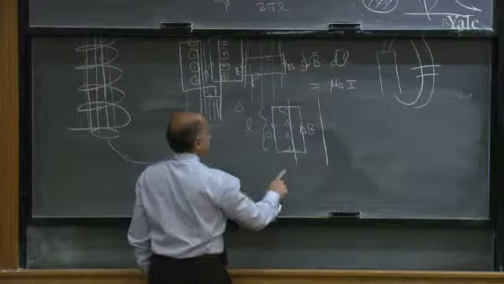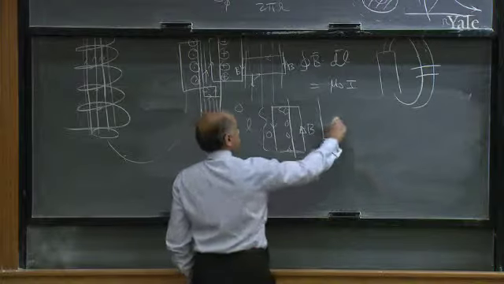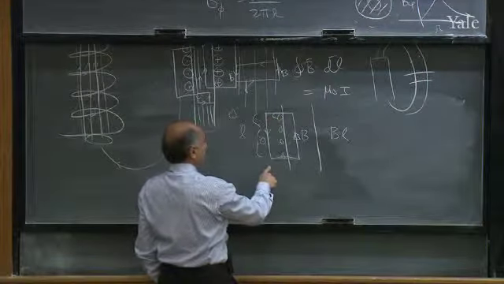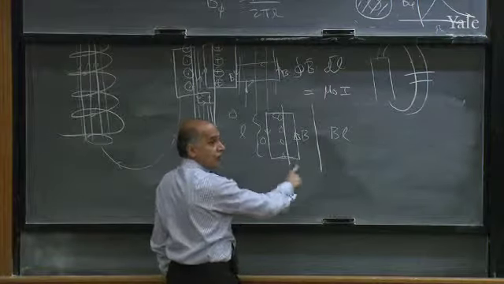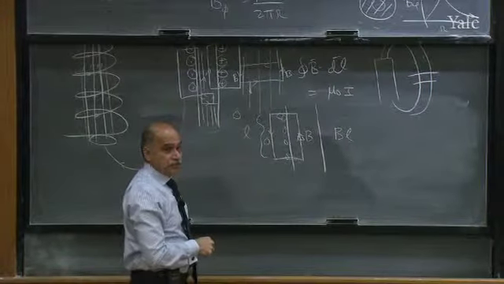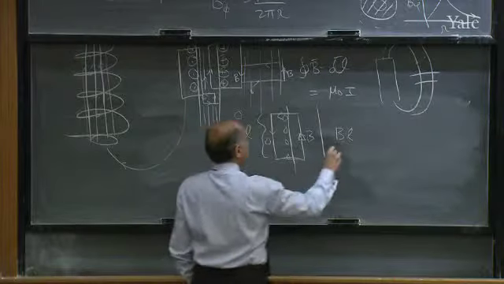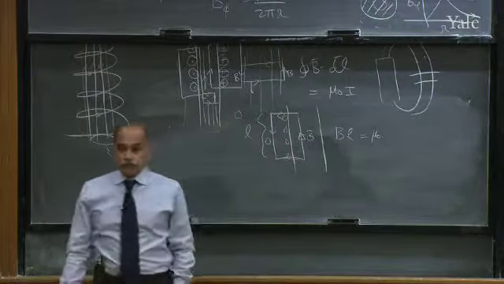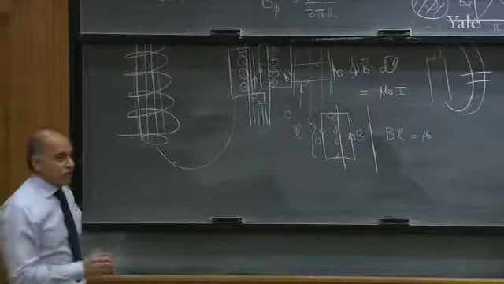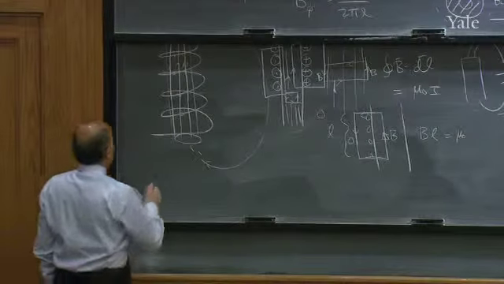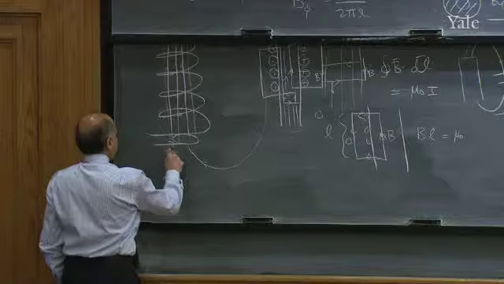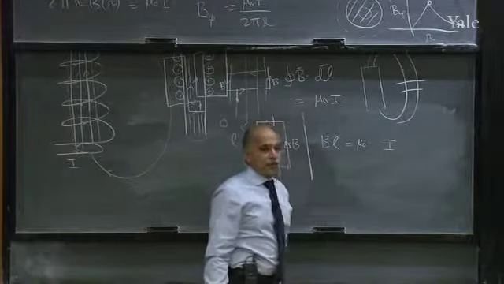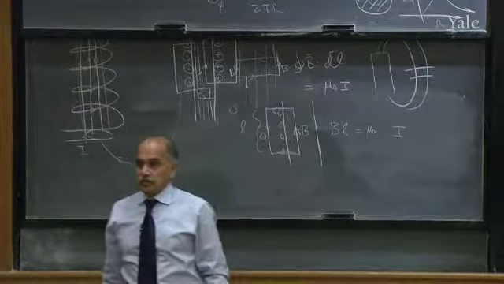So the line integral will be B times L going up, nothing there, 0 times L coming down, and nothing here. That's the whole line integral, B dot dl. That's equal to mu 0 times the current crossing the loop. Now, here's where you should not make the mistake of saying there's a current I flowing in the wire, and therefore it's equal to I. Can you tell me what's wrong with that logic?